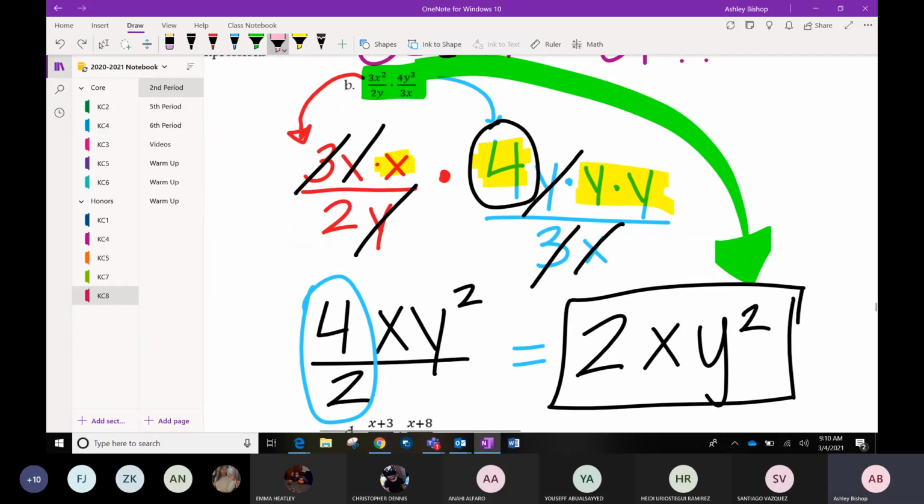Do you have any questions? If you do, please put them in the chat. But do you have any questions right now? The whole idea for multiplying is to expand and simplify.